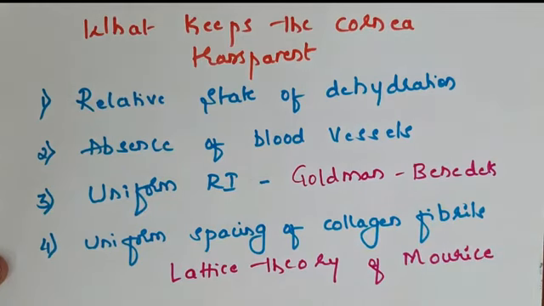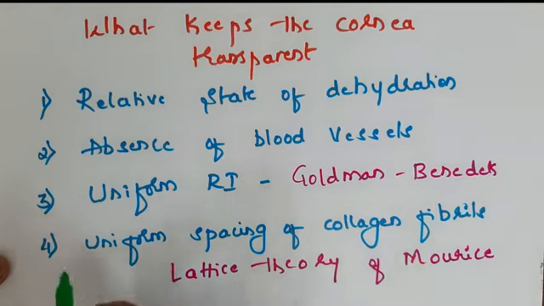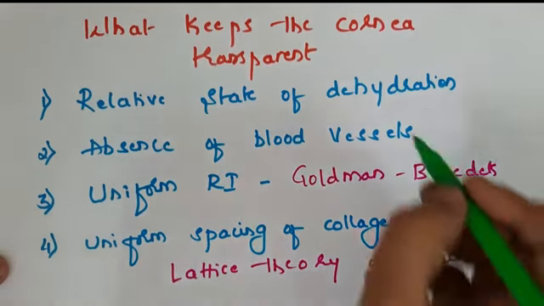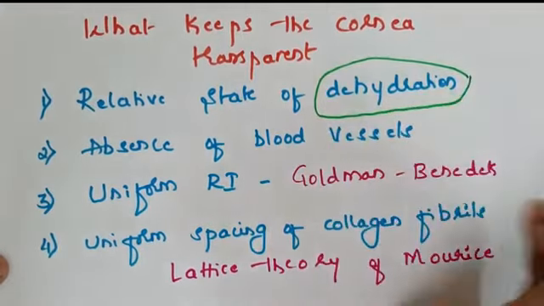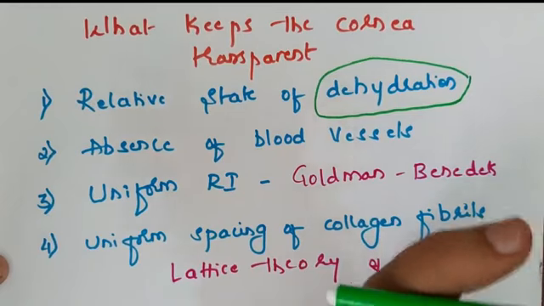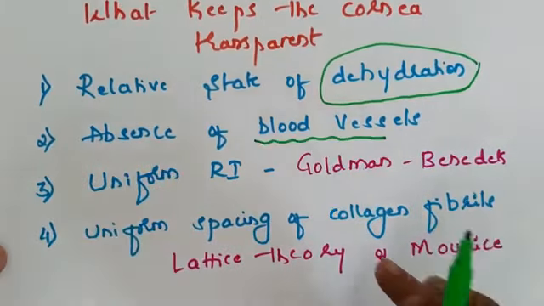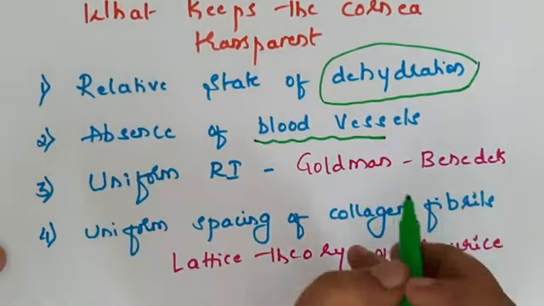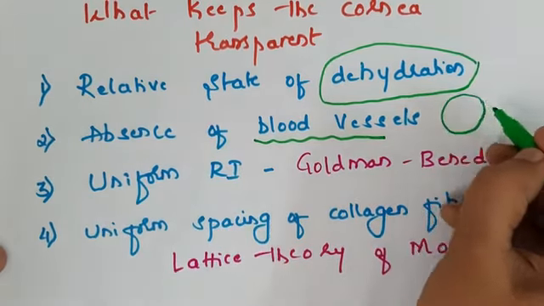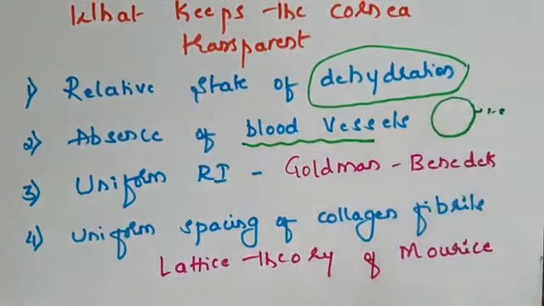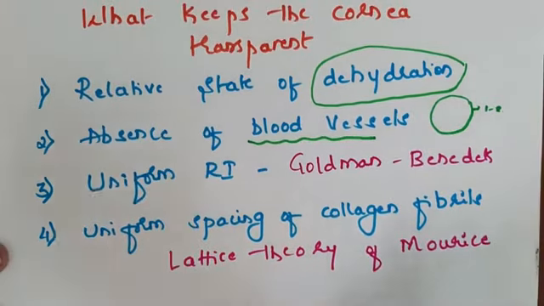Let's see the second question, that is, what keeps the cornea transparent? These are the factors responsible for the transparency of the cornea. The first one is the relative state of dehydration of the cornea. The cornea is relatively dehydrated, so it maintains transparency. The second factor is that there are no blood vessels in the cornea as such, except for the perilimbal area, just 1 to 2 mm around the limbus, where there is a plexus of blood vessels. Apart from that, there are no blood vessels in the cornea.